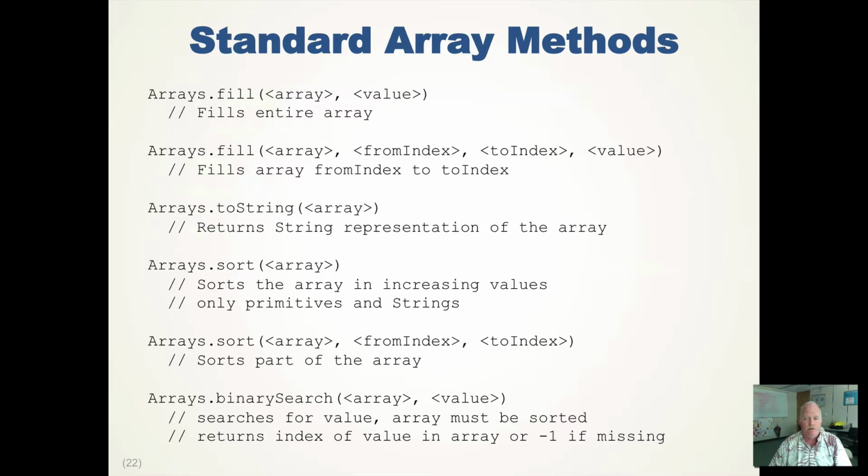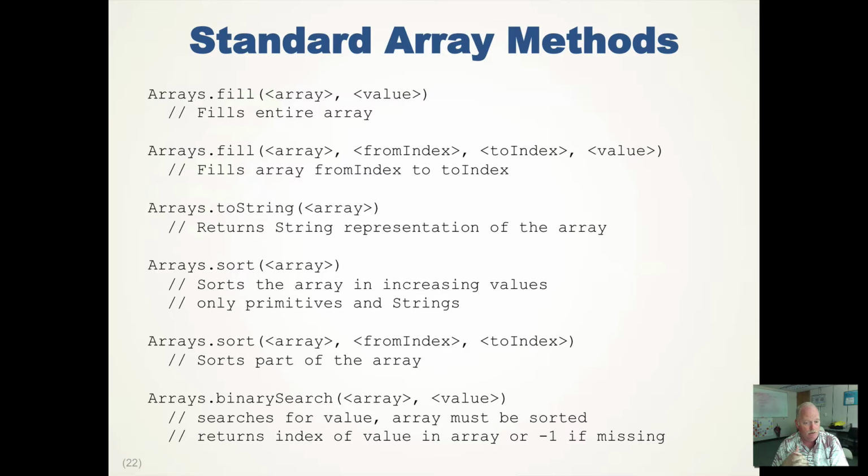There's also some other array methods that are very helpful. Fill will assign a value to every entry in the array. Fill also takes a from and to index, so you could fill parts of the array that go from, to. toString returns a nice string representation with square brackets around each item with commas in between them. And each item basically gets a toString call on it, so we get a nice string representation of the array.